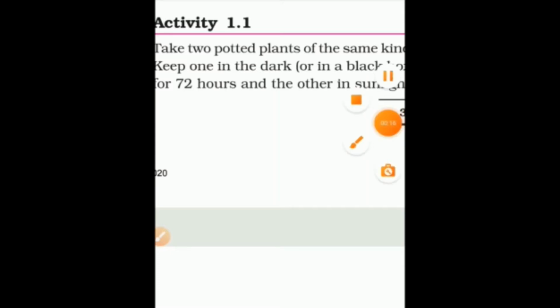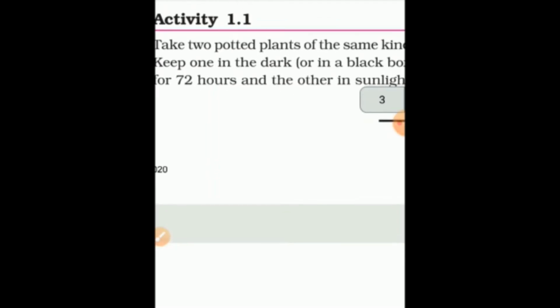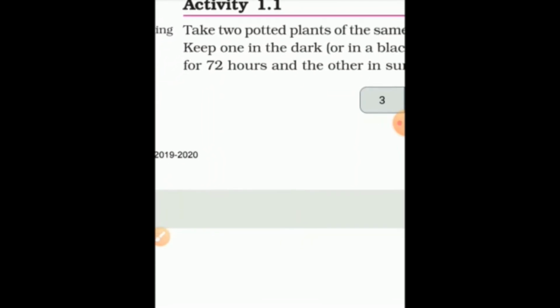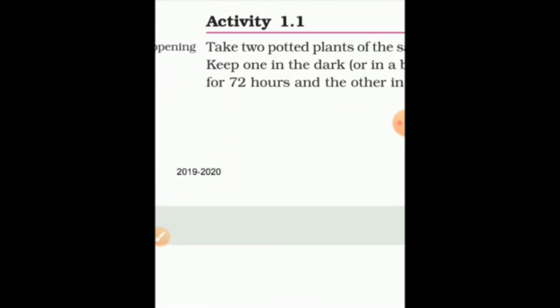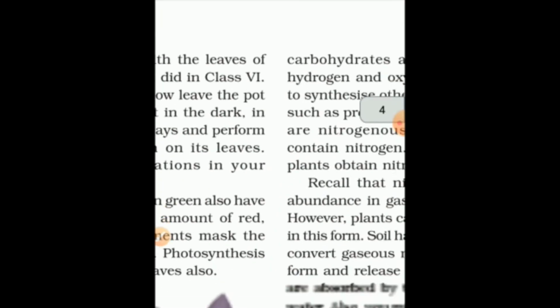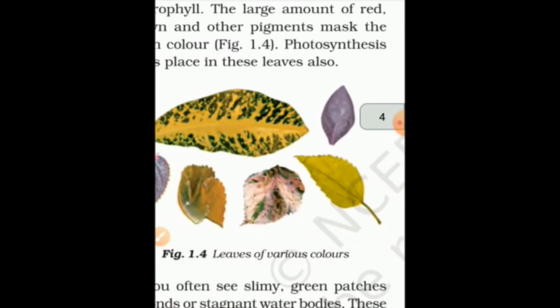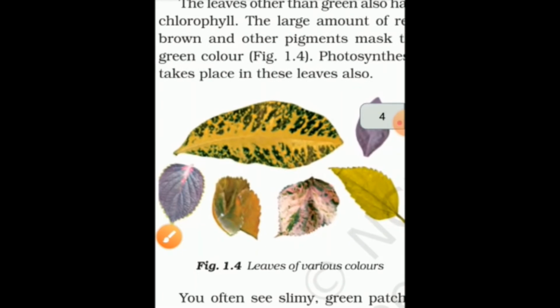You might have observed some plants with deep red, violet or brown leaves. Do these leaves also carry out photosynthesis? Yes, these leaves also carry out photosynthesis because chlorophyll is present in these colored leaves also, but the red and yellow pigments present in these leaves mask the chlorophyll, so they appear in various colors. Let us prove this.